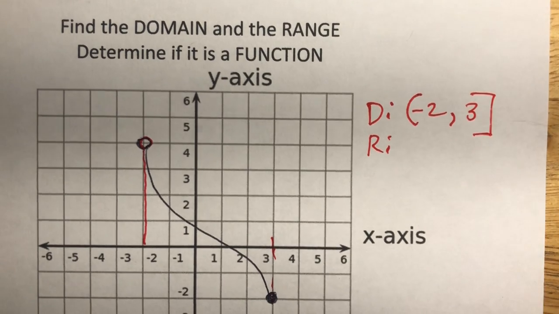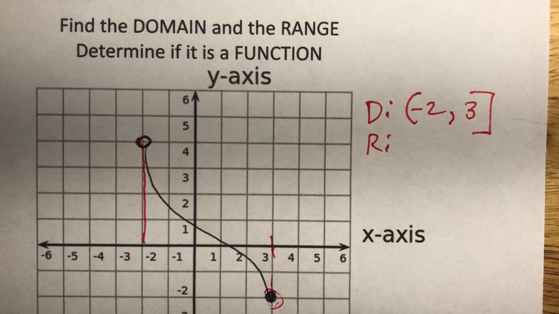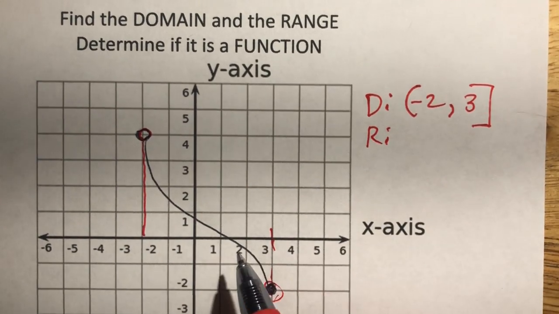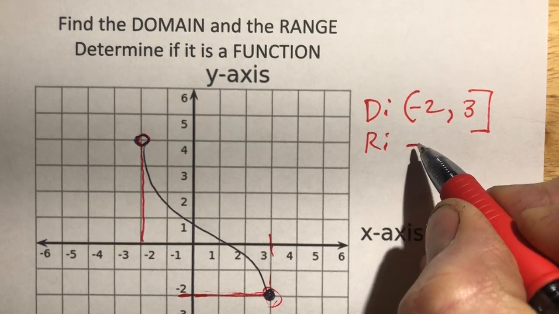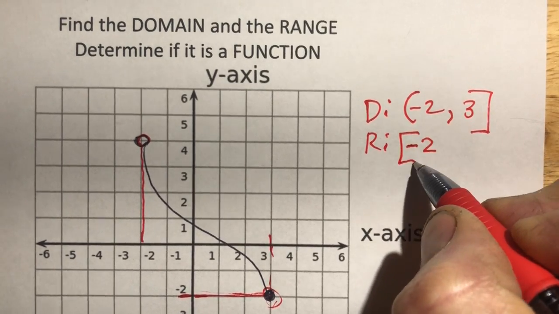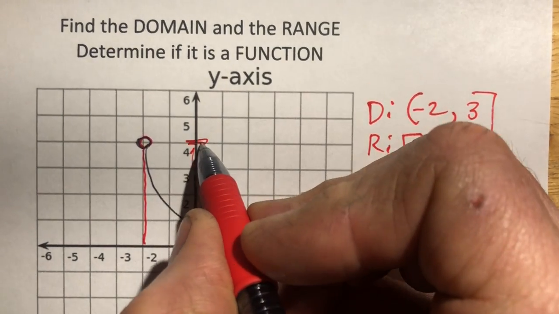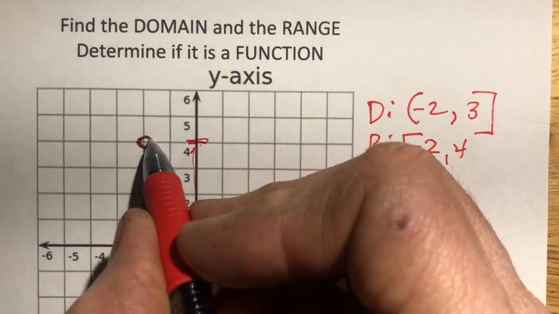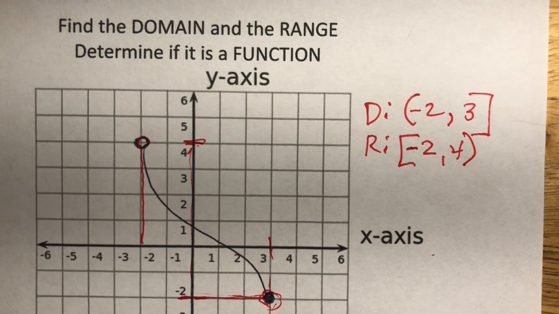And it's included, so I put a bracket. See, because it's colored in. There's my domain. My range is up and down. The furthest down it goes is right here, -2. So it's -2 also. But it's included because it's colored in. The furthest up it goes is right here at 4. And it's not included, so it's got a parenthesis. So that's my domain and my range.